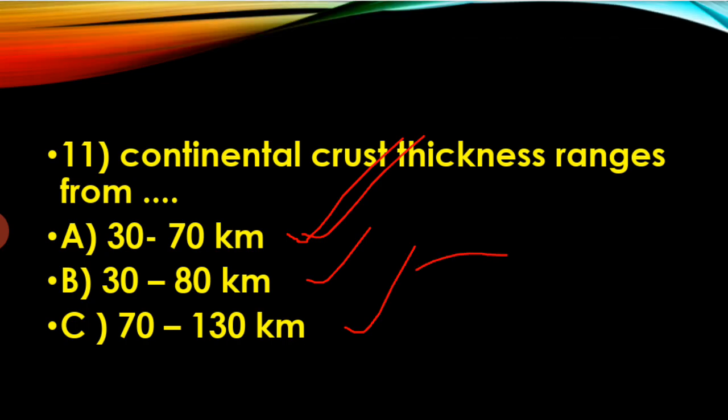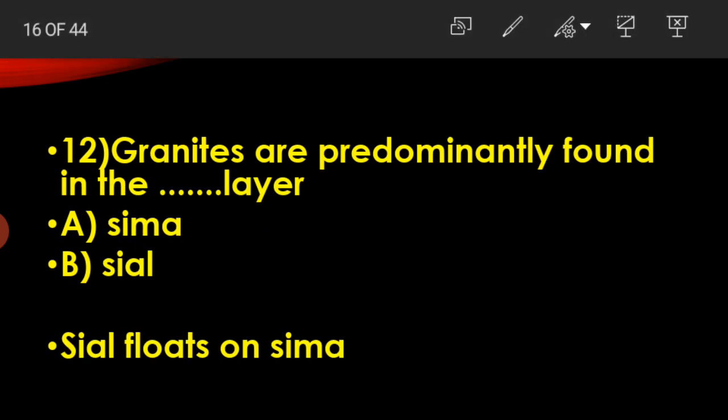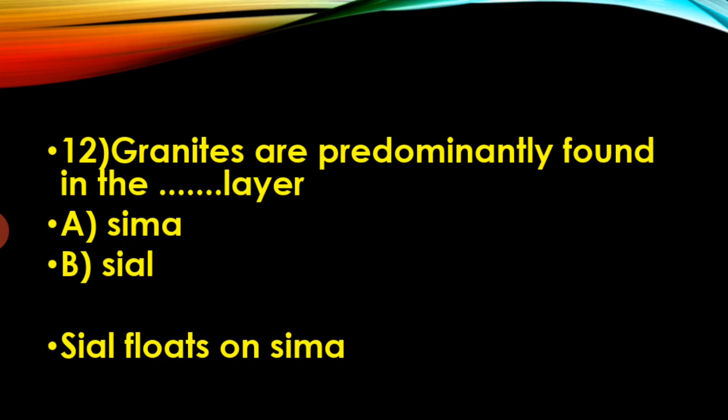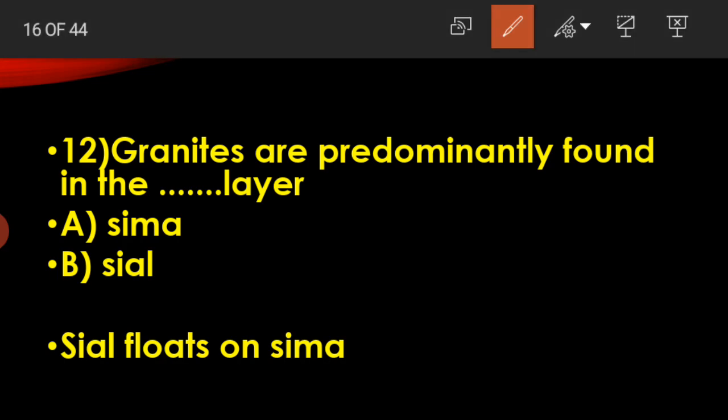Okay, next, granites are predominantly found in which layer? In the dash layer. Option A, CMA, option B, CL. Granites are predominantly found in the CL layer, not the CMA layer. Actually, CL floats on CMA. CL, meaning silicon and aluminum, is popularly called CL, and CMA, meaning silicon and magnesium, is popularly called CMA.